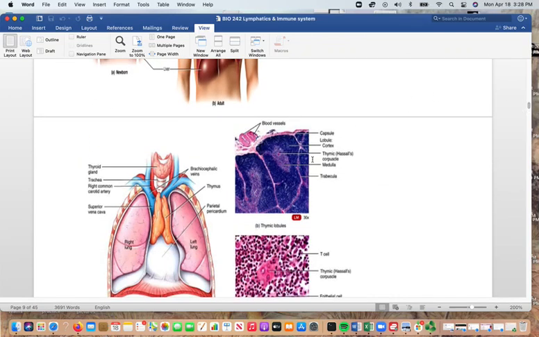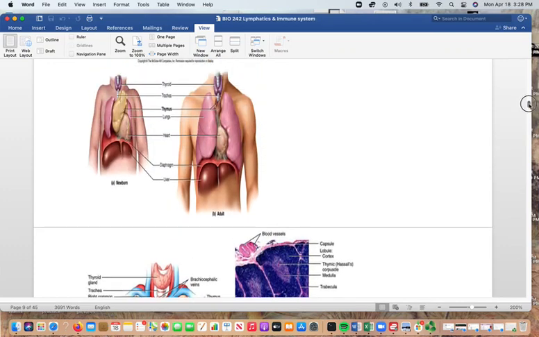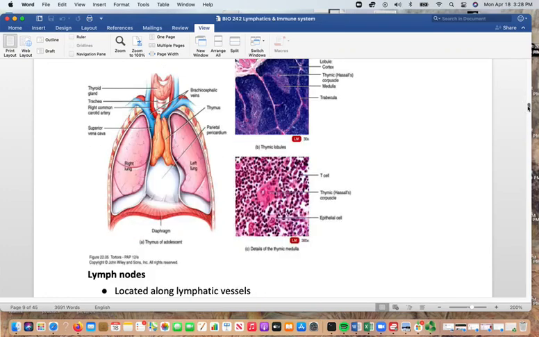So this is showing here a tissue sample of a thymus that is purple, and you can see where you've got the medulla in the center. You've got the Hassall's corpuscle. And then this shows where your thymus would be located in the mediastinum. And this is showing it a little bit closer.